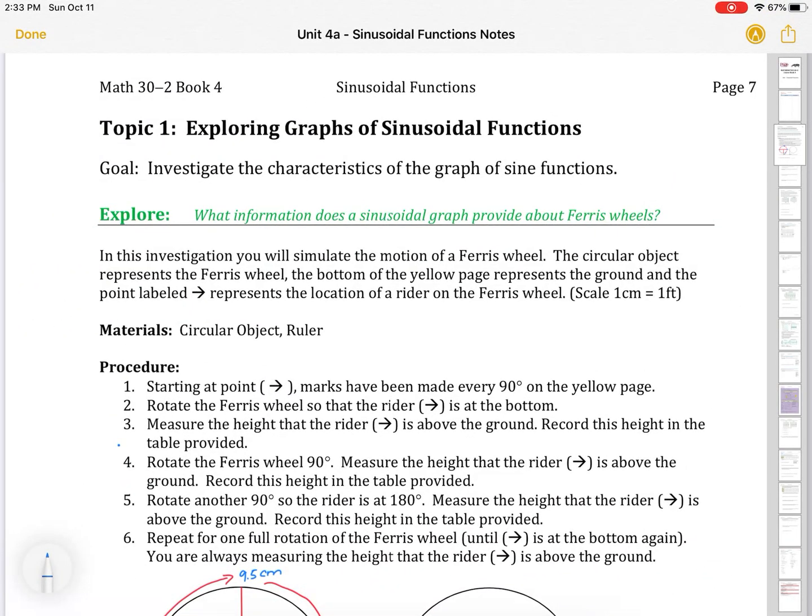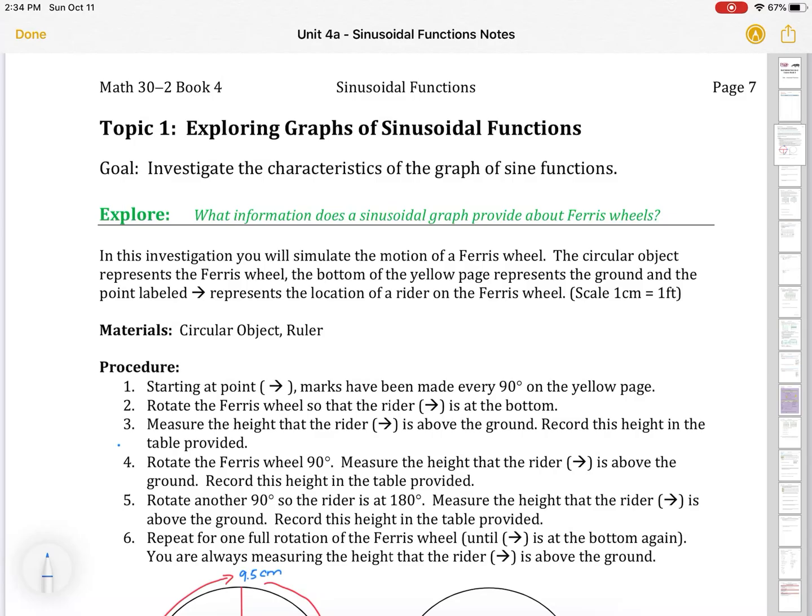Okay, so we're starting exploring graphs of sinusoidal functions. And our goal to start is to investigate the characteristics of the graph of sine functions. So normally we start this with a bit of an exploration, meaning I would give you some physical things that you would actually rotate to map out and explore what happens when something moves in a circular way.